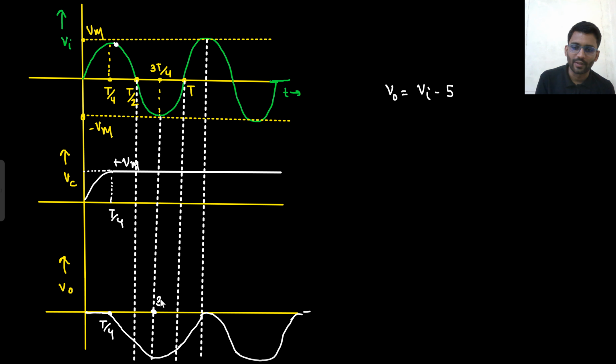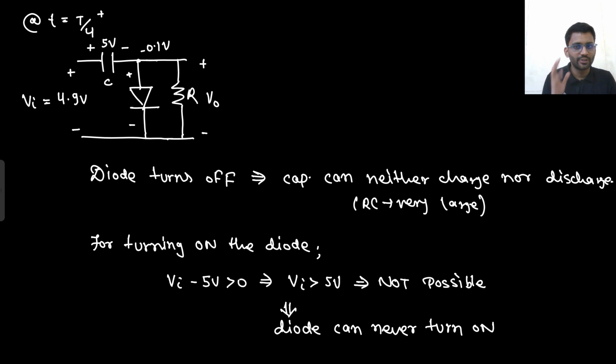At 3T by 4, you are having minus 2 Vm. This is minus 2 Vm. And this is minus Vm. This is also minus Vm. I hope you have understood the concept. The output voltage is shifted downward, right? Output voltage is simply shifted downward. Well and good. So you have understood positive clamper and negative clamper.